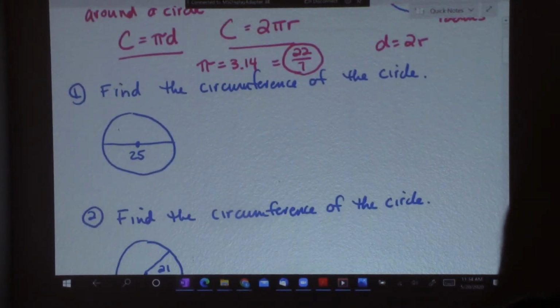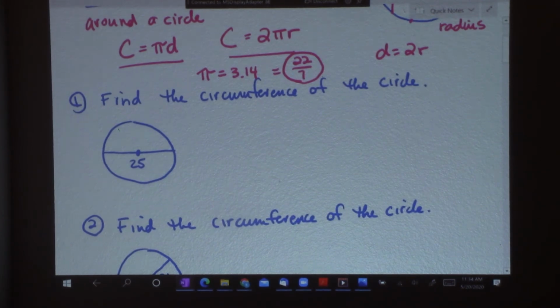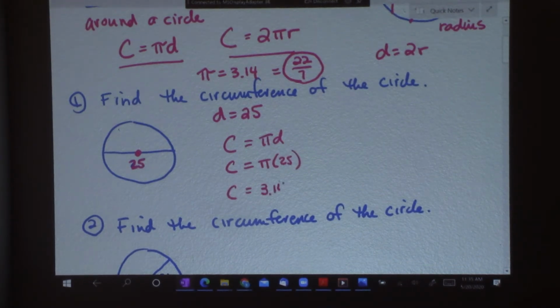Okay, so let's do some problems. Let's find the circumference of the circle. Now right here, do you see I have 25 and it's over the middle dot. When you see the number right over the middle, that means that they're giving you the diameter, not the radius. We'll look at the difference in the next problem. So I have d there, so c equals pi d. So I'm going to put 25 in, and if I round pi to 3.14 and multiply that, I get 78.5. Just as simple as that.